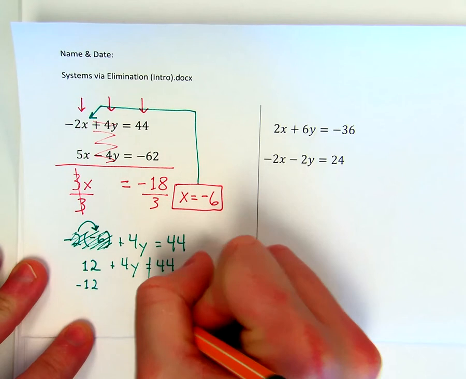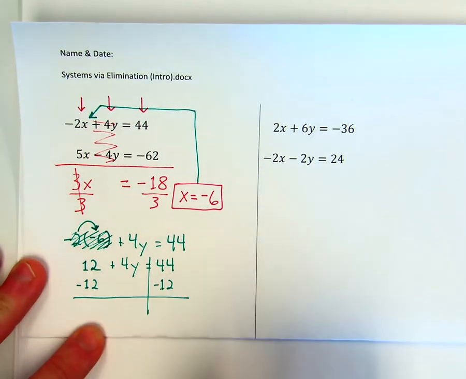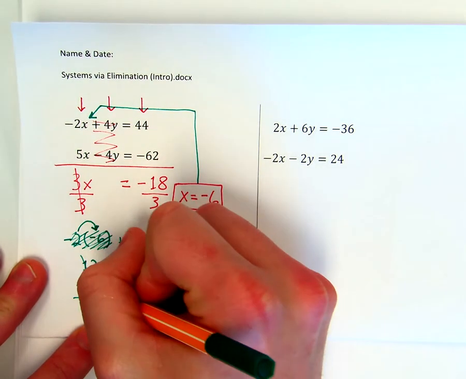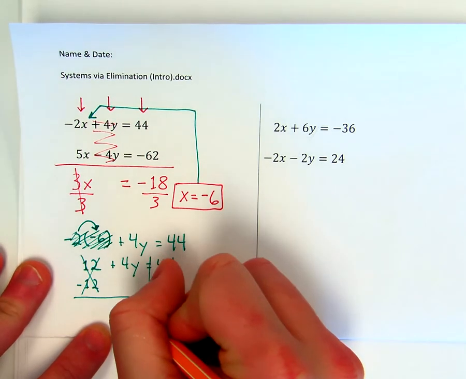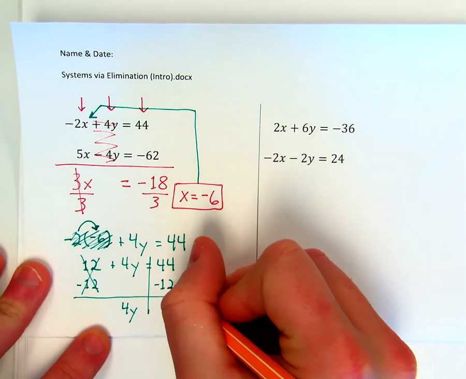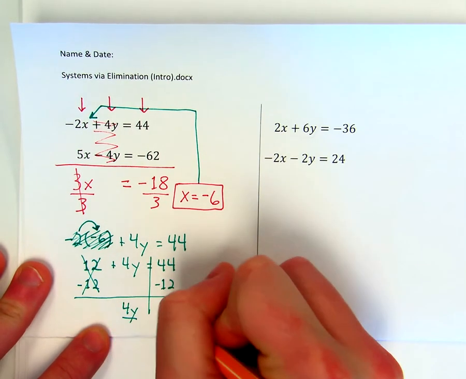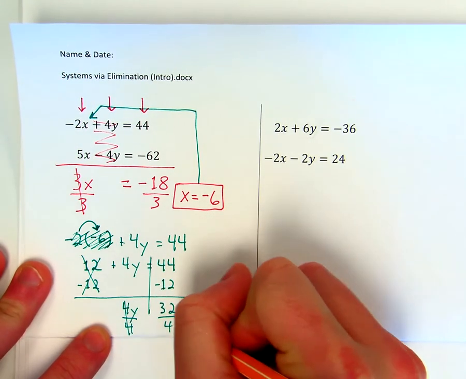Another handy way to remember what order to do these is think that letters are undone last. So I'm going to say y for last. 12 and minus 12 cancel out to 0. 4y drops down. 44 minus 12 is 32. Divide both sides by 4, and we find that y equals 8.